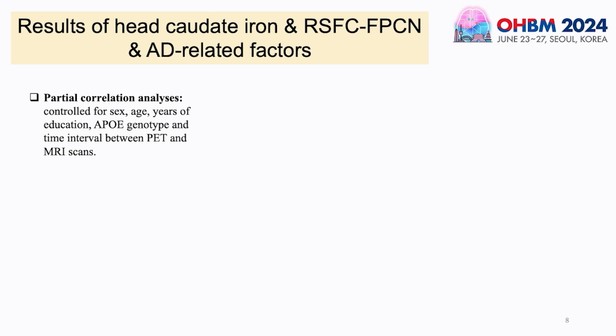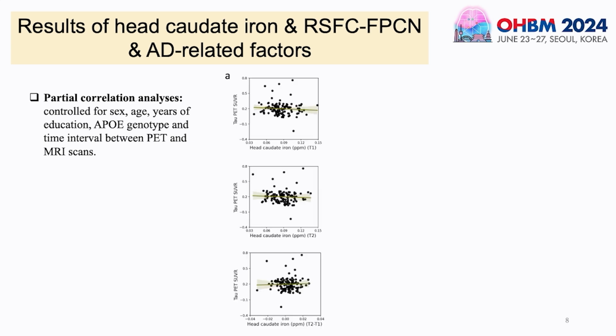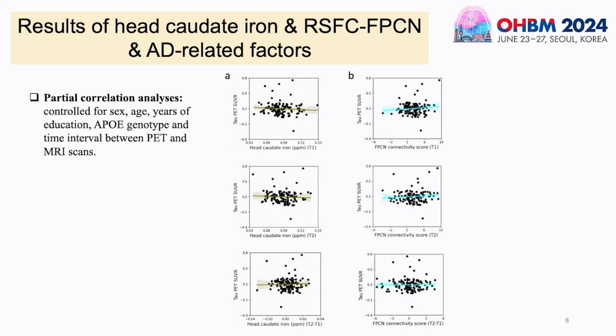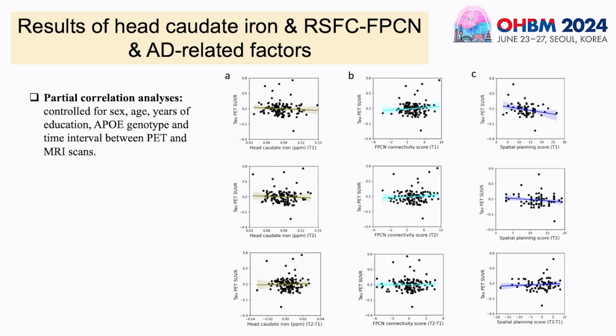And further, to examine the association with the age-related factors, firstly, we used the partial correlation analysis to examine the association with the tau PET. And there's no association between the tau PET and the head of caudate iron, the brain connectivity score, and the spatial executive score.